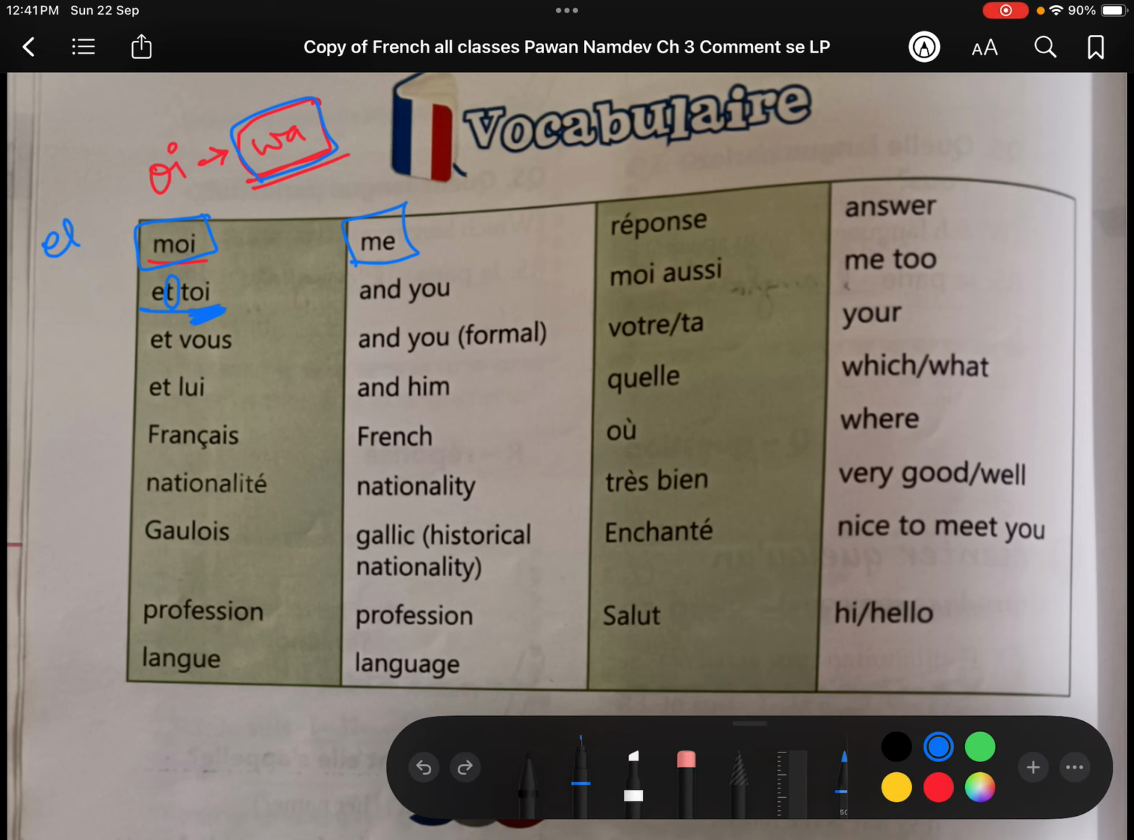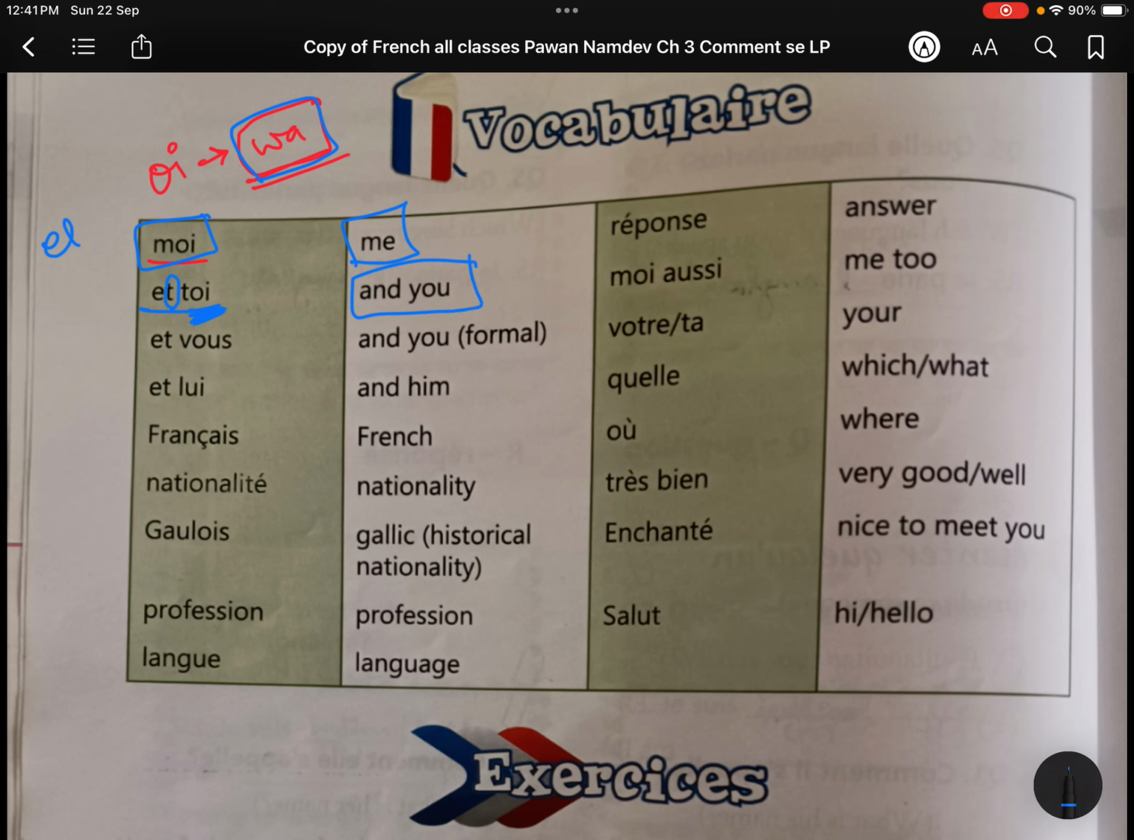Et toi means and you. Et vous, last letter consonant silent. Et vous, and you, it's a formal way. Vous is a formal way. I have told you vous means formal way, and tu is informal way. Tu is informal way. All right. Et lui, lui means and him. Et means and. Et means and.